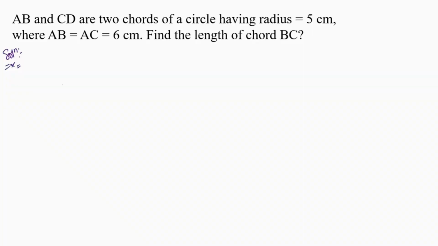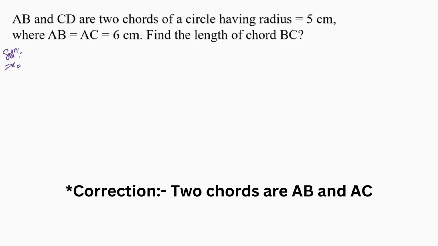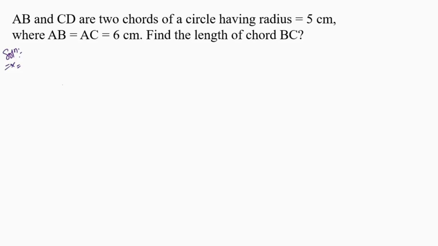Today we are going to solve this very interesting geometry problem in which we are given AB and AC are two chords of a circle having radius 5 cm, where the length of AB and AC is 6 cm. So we have to find the length of chord BC. So let's draw the diagram first for this problem.